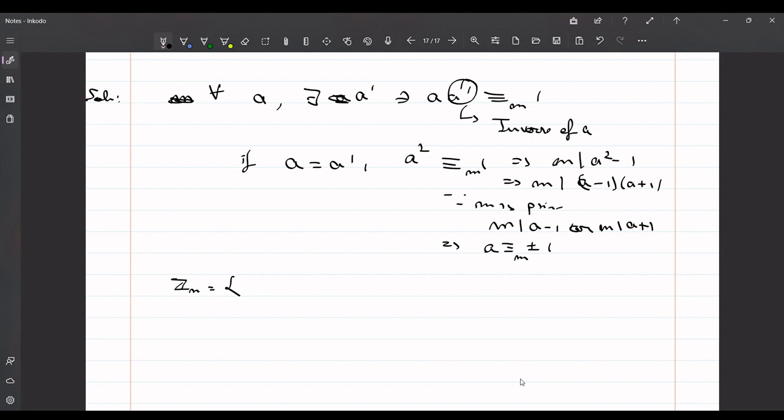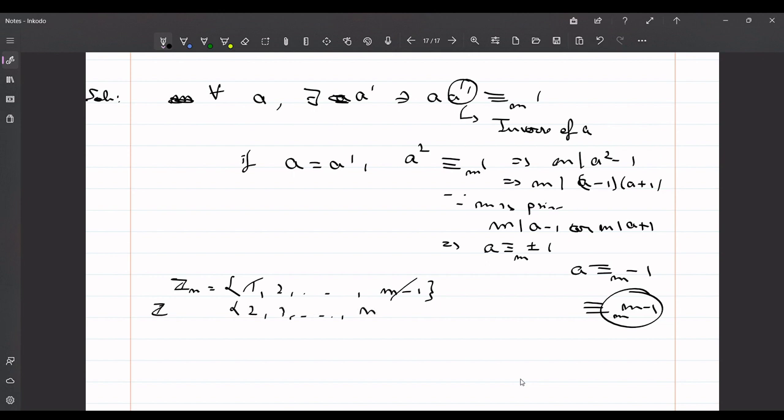Zero, the remainder coming out zero, is a trivial case. So what is the reduced residue system? It is 1, 2 and so on till m minus 1. Now a is congruent to minus 1 mod m, which is equivalent to m minus 1 mod m. So m minus 1 and 1 get cancelled out as the trivial case, because these two happen whenever the inverse of a number is the same as itself. So now we can talk about the rest of the numbers, that is 2, 3 till m minus 2.